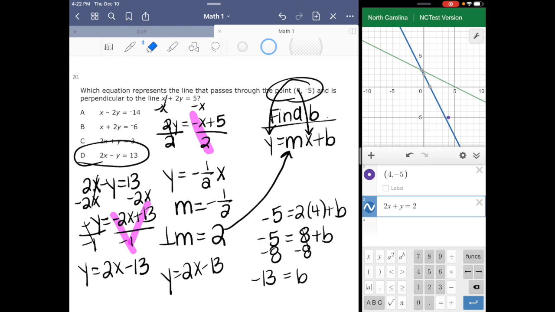2x plus y equals 2. Or excuse me, I think that actually equals 3. So it goes through the point, but it's not perpendicular. And then we have our final option. So we have 2x minus y equals 13.